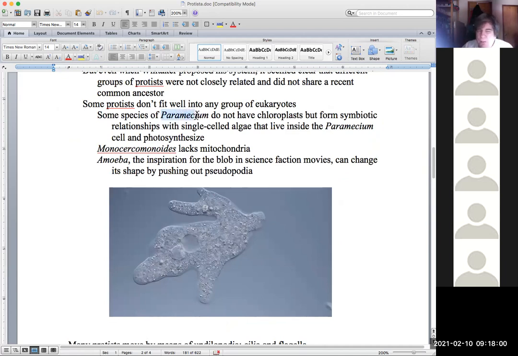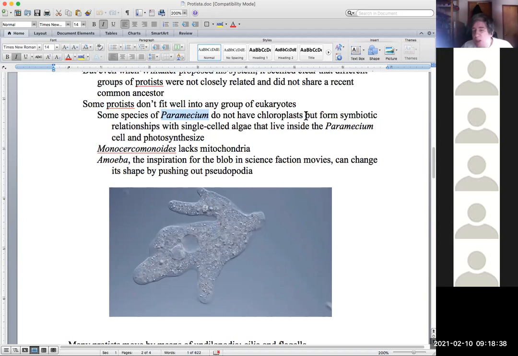There's a protist called paramecium. And paramecium don't have chloroplasts, but they actually do have single-celled algae that live inside the cells. And these single-celled algae in the paramecium cells photosynthesize. Now notice, this is a good deal for both groups. In nature, the usual rule is that anything that's bigger than you can eat you for lunch. So if you're a small cell living inside a bigger cell, you're protected from a lot of predators.